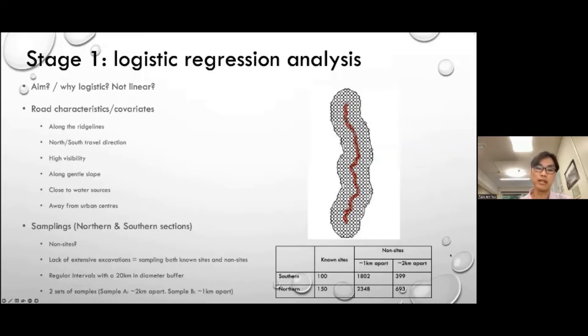Mainly because of the lack of extensive excavations, I will be sampling both non-sites and known sites. As you can see on the graph here, this is one of the known routes, and I create a buffer around it and use a stratified sampling system to create the non-sites and the known sites. There are two sets of samples, approximately 2 kilometers apart or 1 kilometer apart. And for the regression, there are two stages as well.